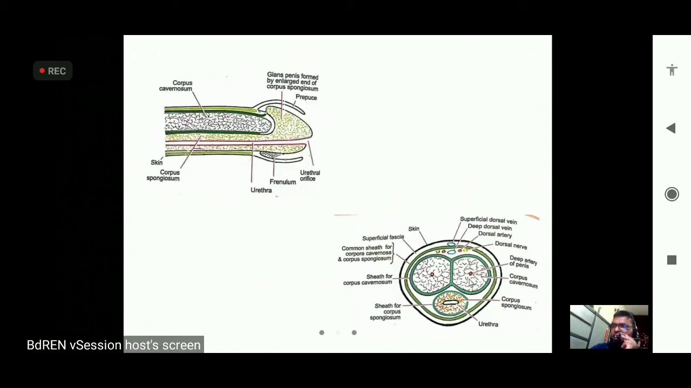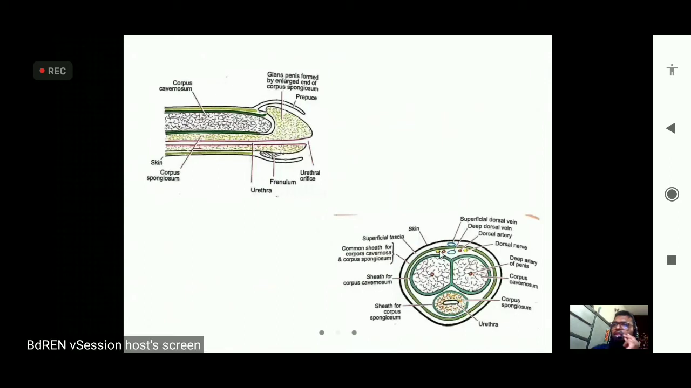Now let us come to the blood vessels. You can see two deep arteries of the penis within the substance of the corpora cavernosa, and two dorsal arteries of the penis just between the common sheath and the sheath for the cavernosi on its side, and in the middle there are the superficial dorsal vein and the deep dorsal vein.